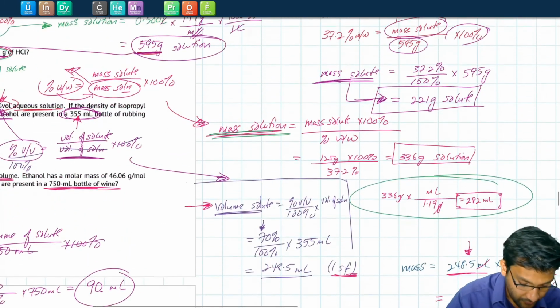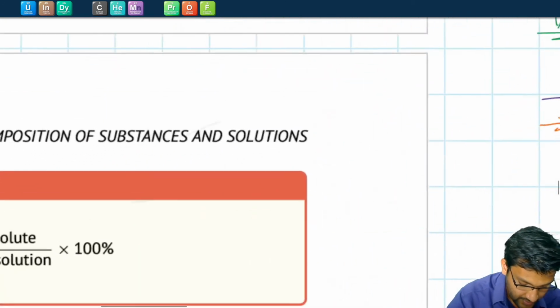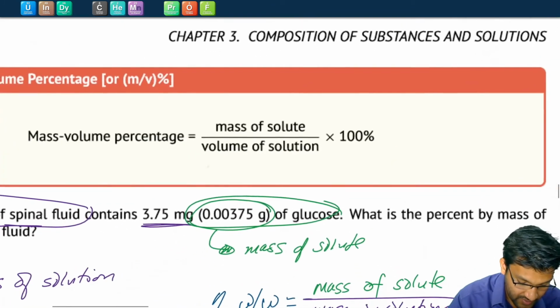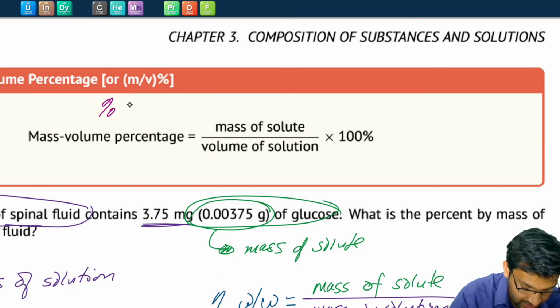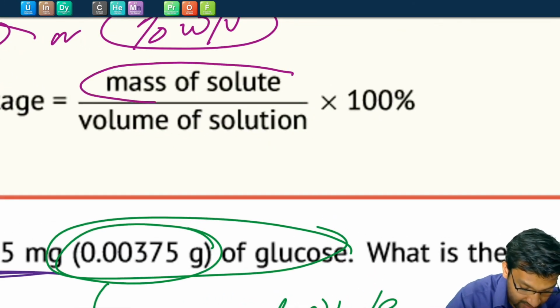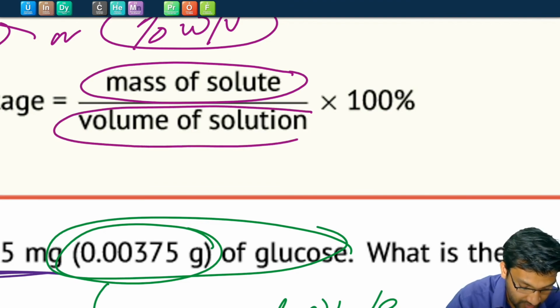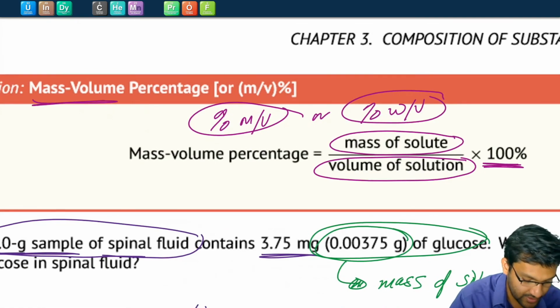Before I end this lecture, I just want to point out that there is a third way to measure concentration in terms of percentages. Here it's sort of mixed mass and volume. Sometimes we call it percent mass over volume, or sometimes percent weight over volume. As you would guess, we would use the mass of the solute over the volume of the solution times 100%. And so that's concentration by mass volume percentage.